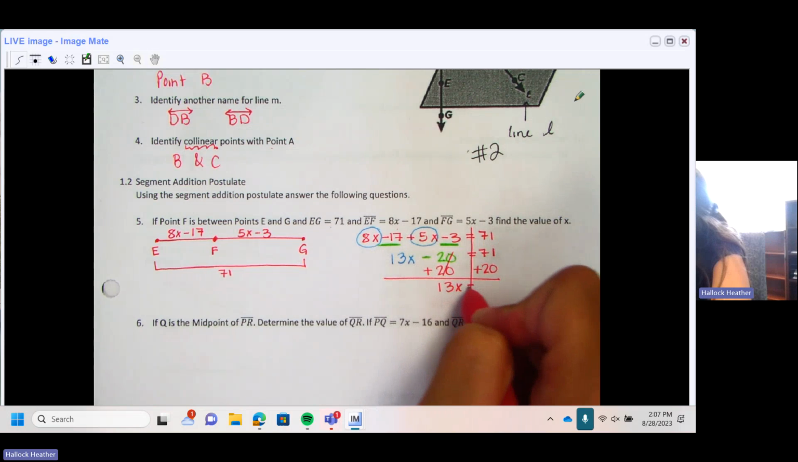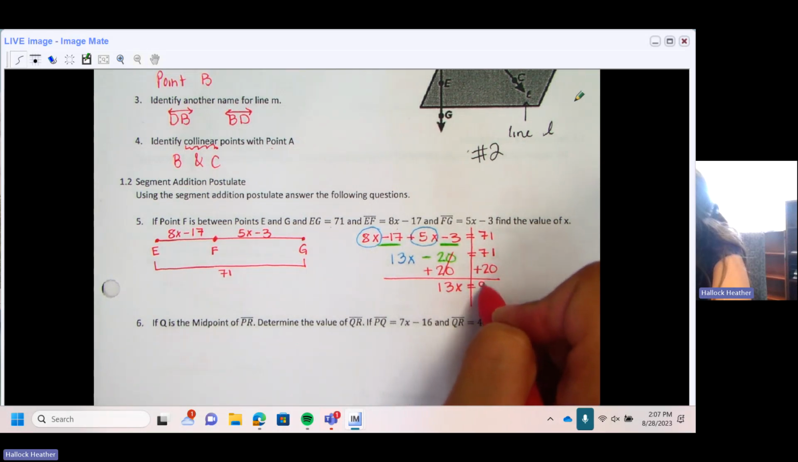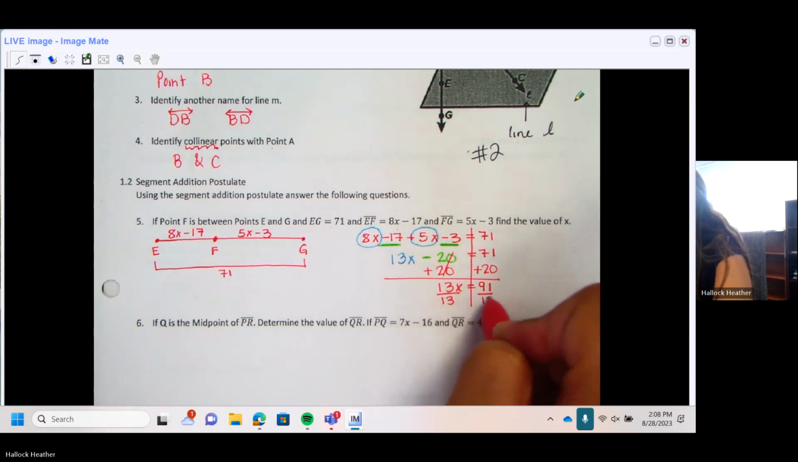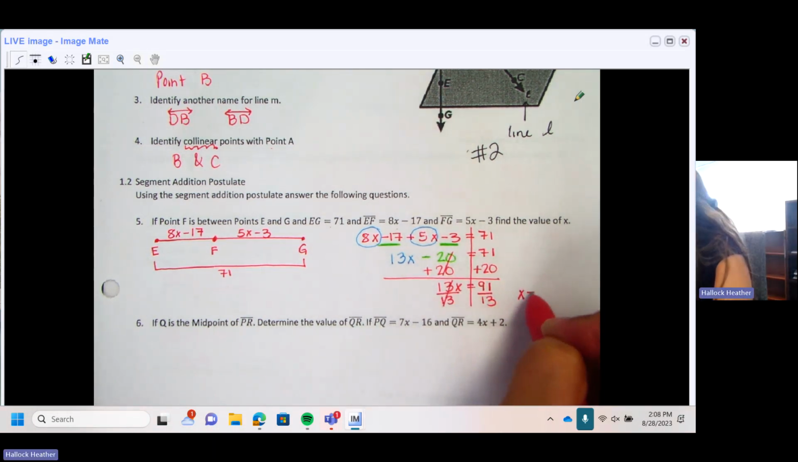13x equals 71 plus 20, which is 91. And then I'm going to divide by 13 on both sides. So x equals 7.